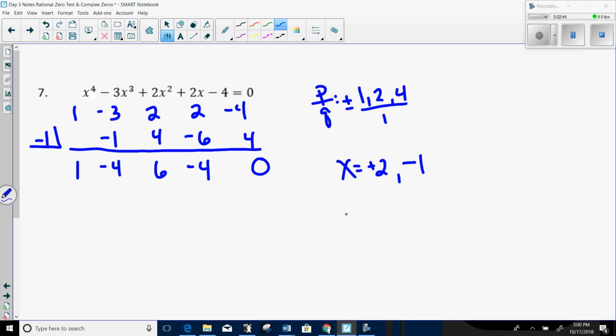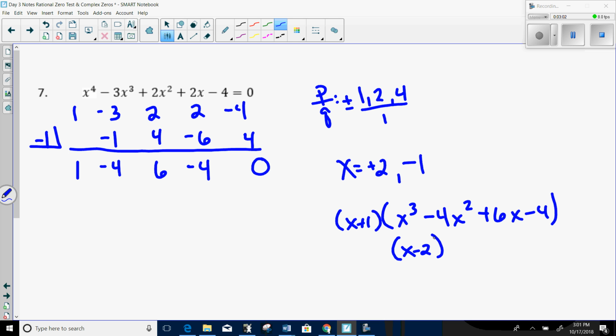Now, what does that mean? It means that the factor x plus 1 times this result, which would be x cubed minus 4x squared plus 6x minus 4, are factors. We also know that x minus 2 is a factor. Well, this x minus 2 is hidden somewhere in this degree 3 polynomial.